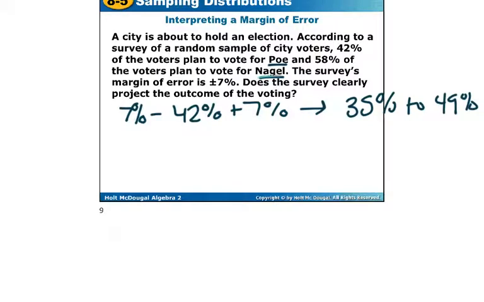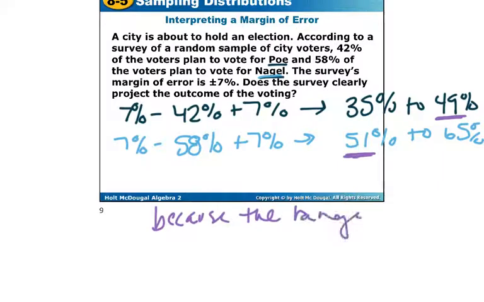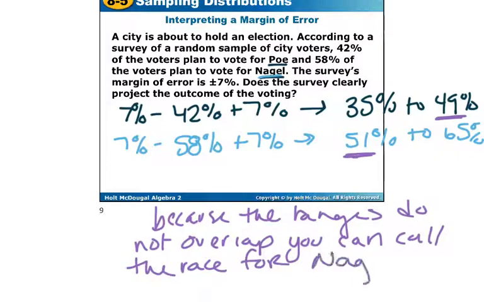The other candidate is going to have 58% where it's centered, but then they could add 7% to that, or they could potentially be subtracting 7%. And so their margin is actually 51% to 65%. And so the interesting part about that is that the highest that is for this candidate versus the lowest for this candidate never meet. And so because the ranges do not overlap, you can call the race for, we'll just call them Nigel, since I don't know who they are and they can't tell me.